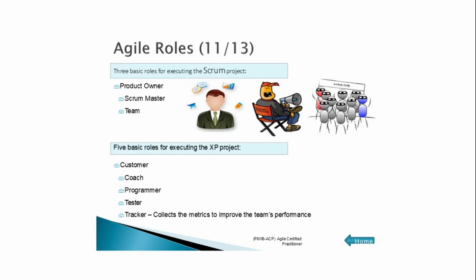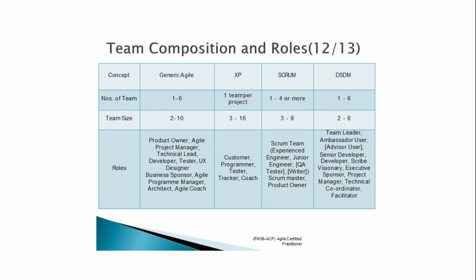Agile roles are vital for project success. The Scrum project involves roles like product owner, Scrum master, and team, while XP projects include roles like customer, coach, and programmer. Team composition varies across agile methodologies. Understanding the roles and team sizes in generic Agile, XP, Scrum, and DSDM helps in forming effective teams for project success.